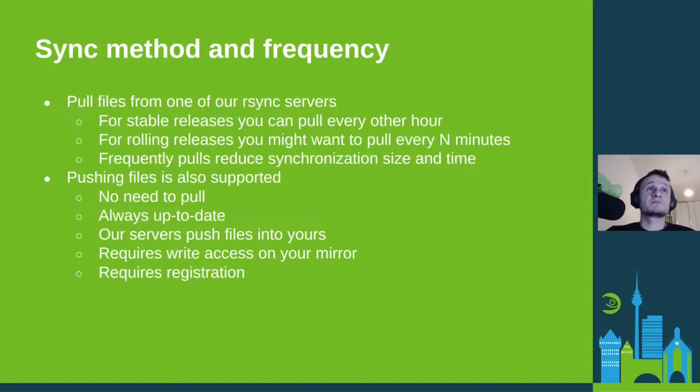For stable releases, I would say you could potentially sync every hour. For rolling releases, I would say that you would need to sync every couple of minutes because it's changing a lot. Frequent pulls reduce synchronization time and size. So if you're syncing every 15 minutes or half an hour, it's going to be better than syncing every 2 hours, because every 2 hours there's potentially a lot of data if you have Tumbleweed or another fast pacing distribution.